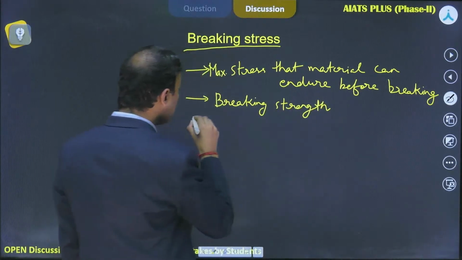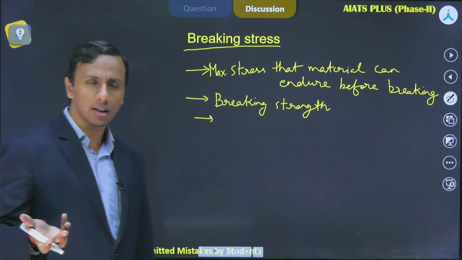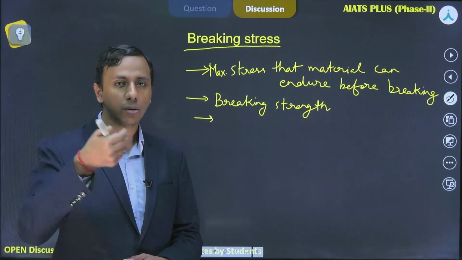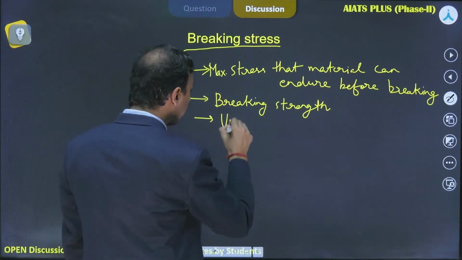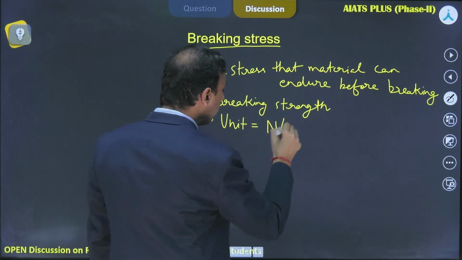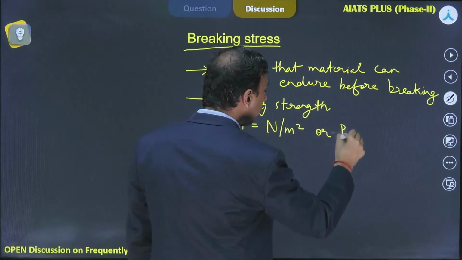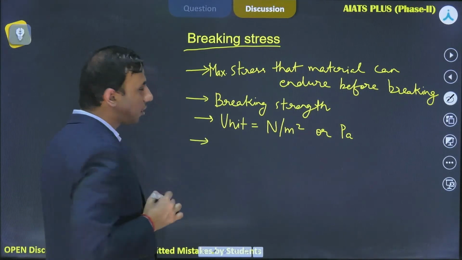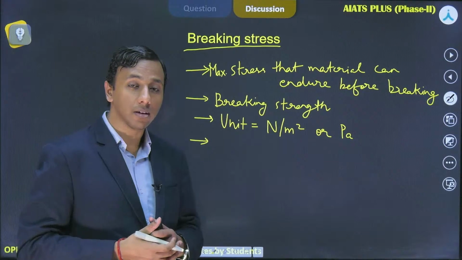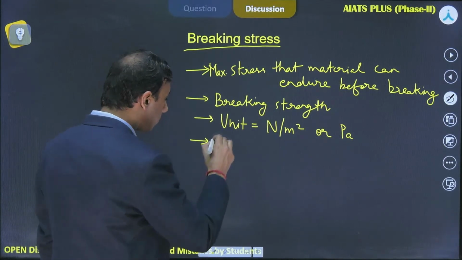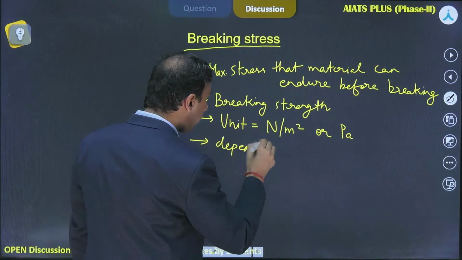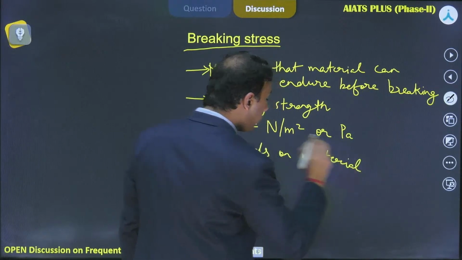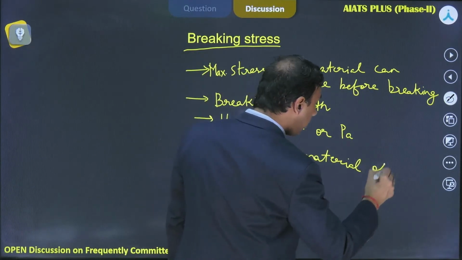And obviously, what will be the unit? It's a stress nonetheless, so the unit will be the same as the unit of stress, which is force upon area. So the unit is Newton per meter square, or we just simply say Pascal, which is the unit of stress. And what does it depend on? Does it depend on the dimensions of the wire? No. Please remember, it depends on the material of the wire. So these are some salient points you have to remember by heart.